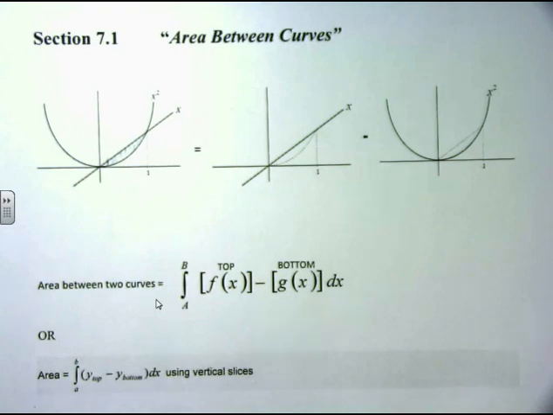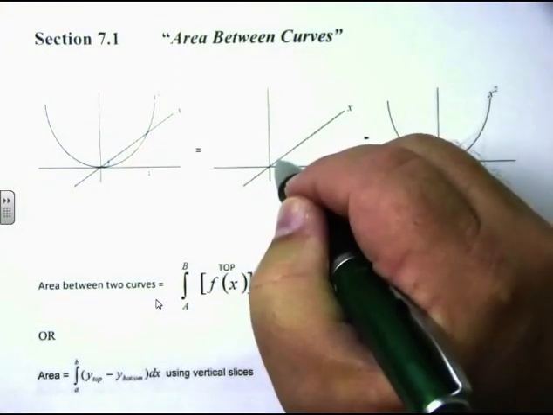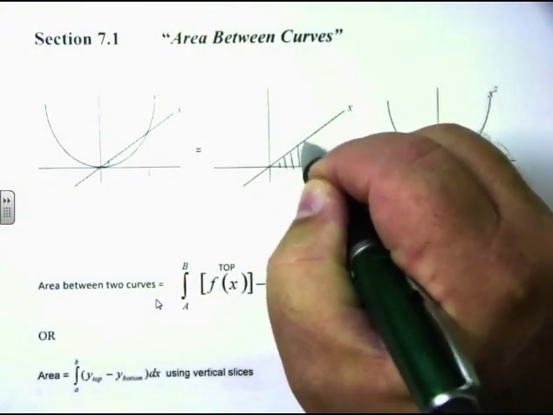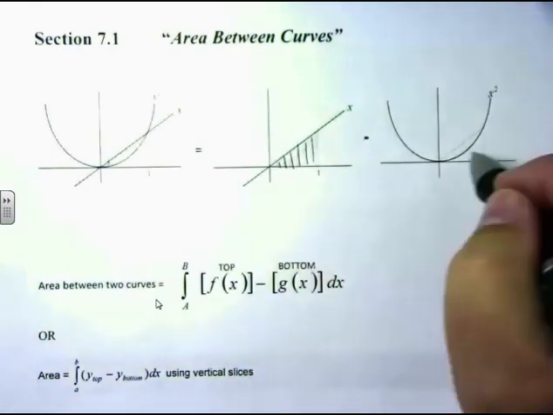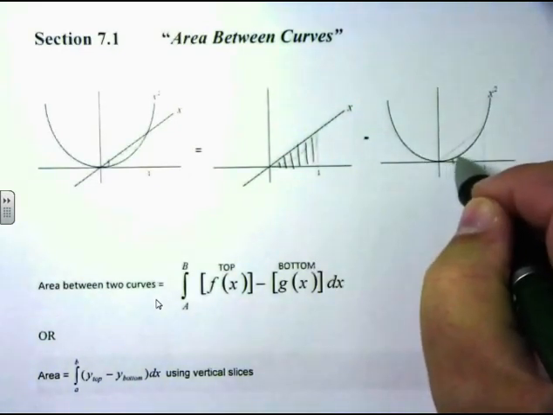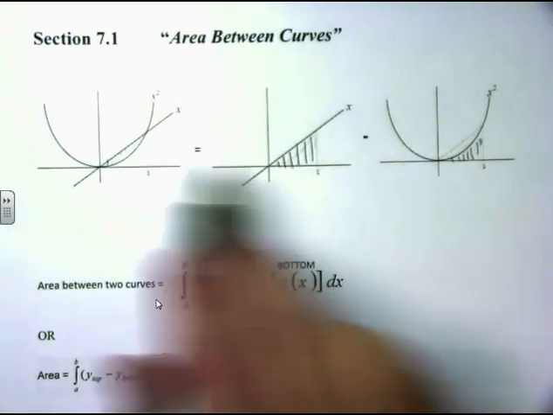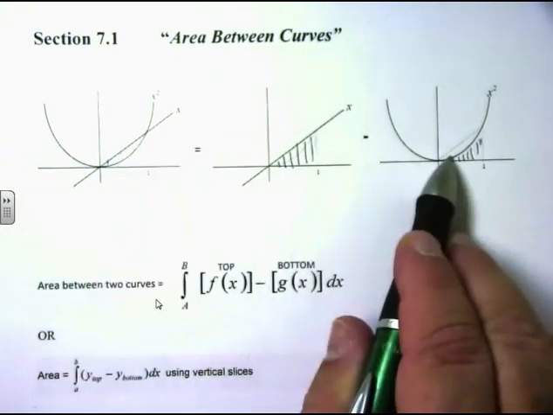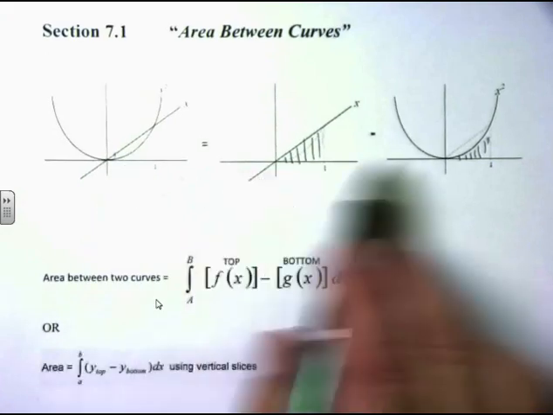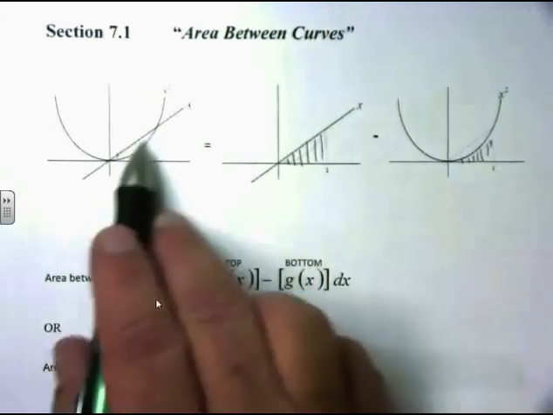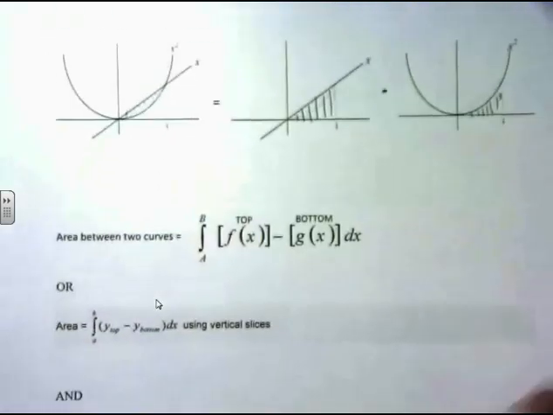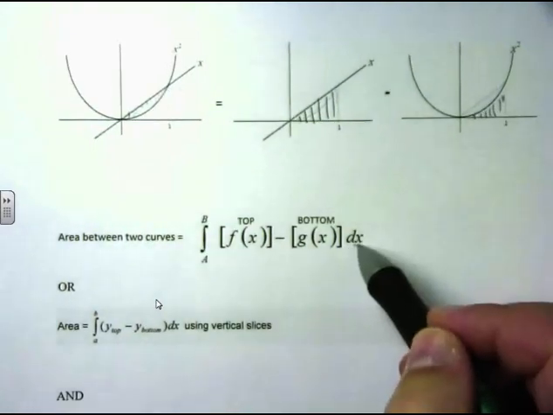The reason for that is that when I integrate the top curve, it gives me the area all the way back down to the x-axis. And when I integrate the bottom curve, it gives me the area between that curve and the x-axis. So to get the region between the two, you do top minus bottom, and that gives the area between two curves. And we're doing this with respect to the x-axis.